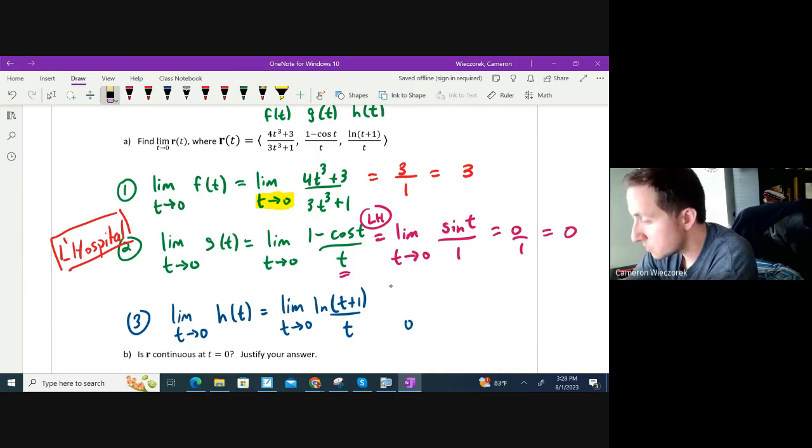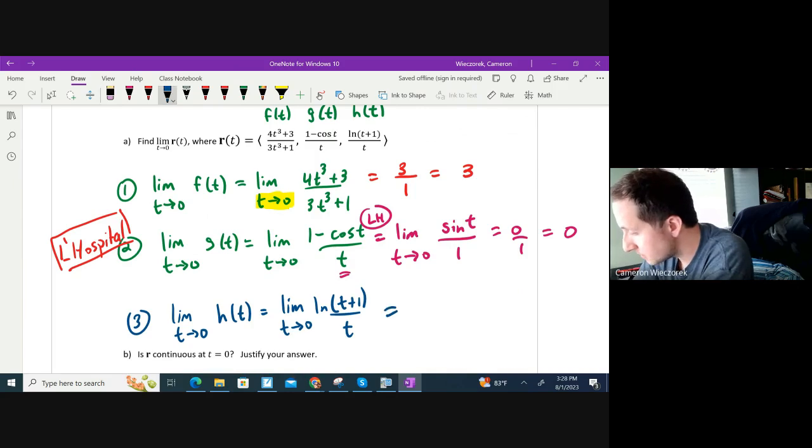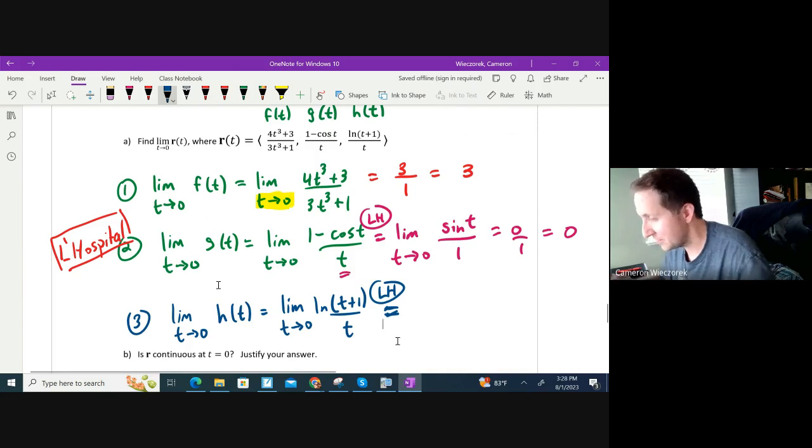Means we're going to use L'Hopital. I like to label LH above my equal sign when I'm doing L'Hopital. Something I was taught a long, long time ago in a math class far, far away when I took my calc class at U of I.